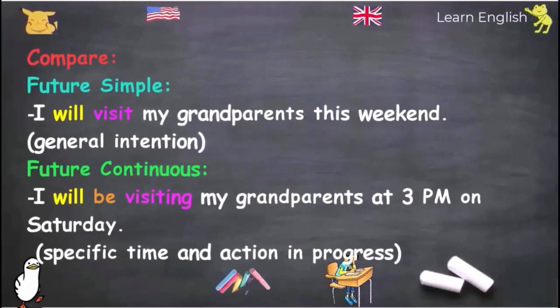Compare. Future simple. I will visit my grandparents this weekend. General intention. Future continuous. I will be visiting my grandparents at 3 p.m. on Saturday. Specific time and action in progress.